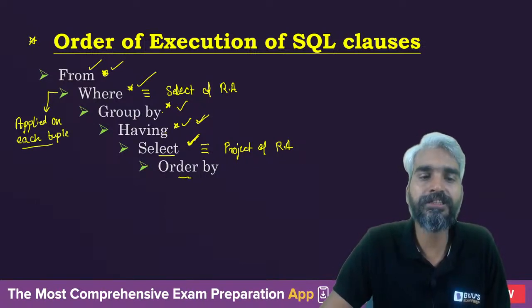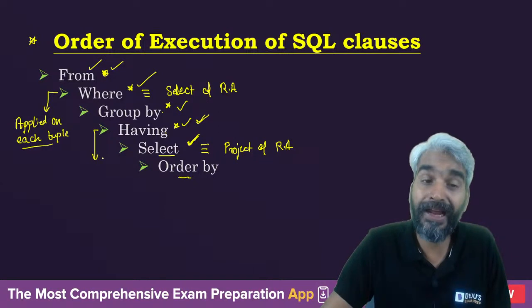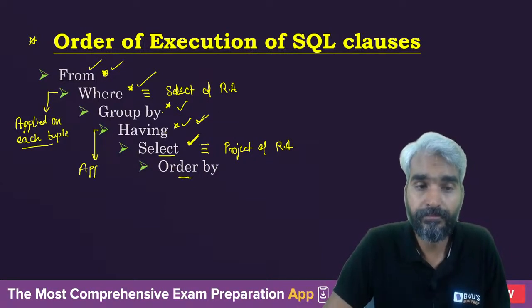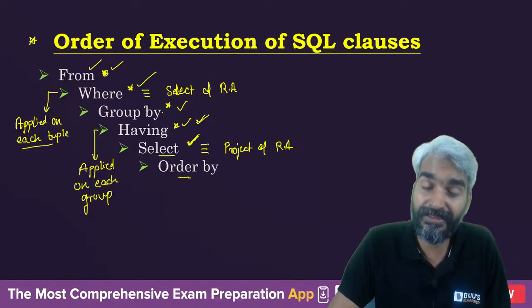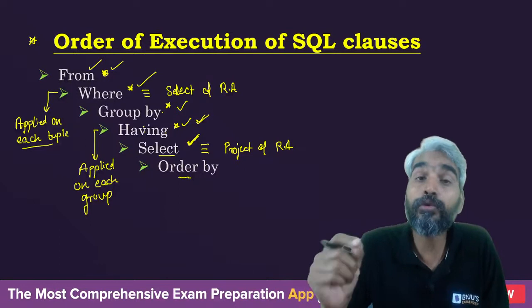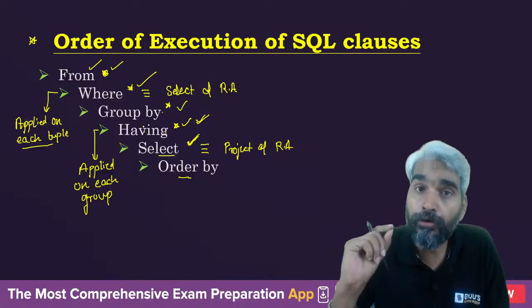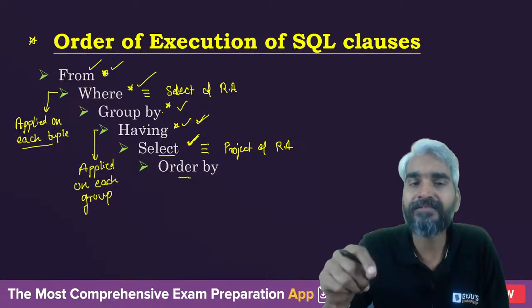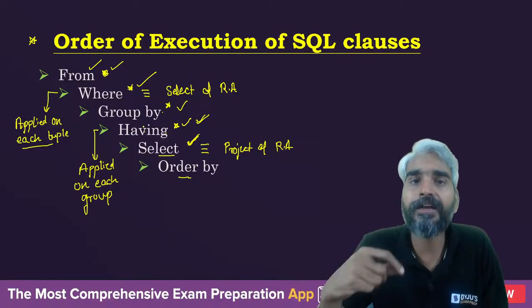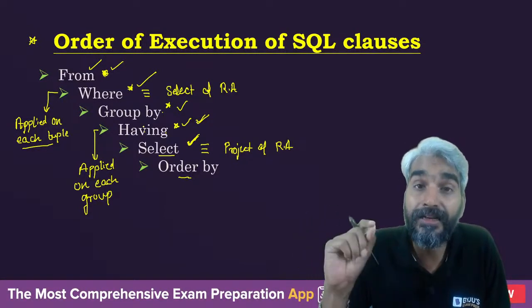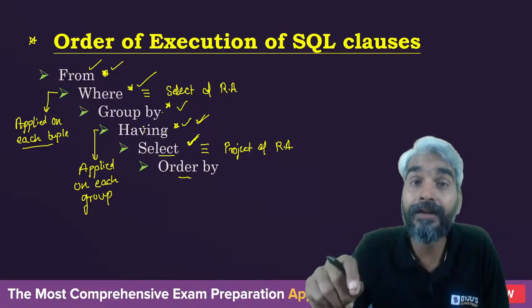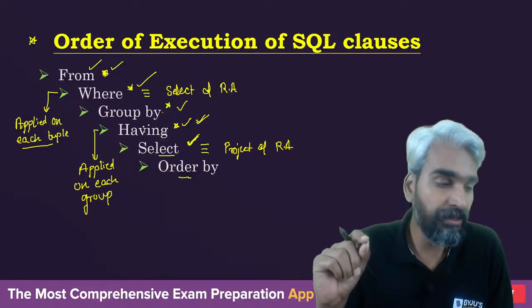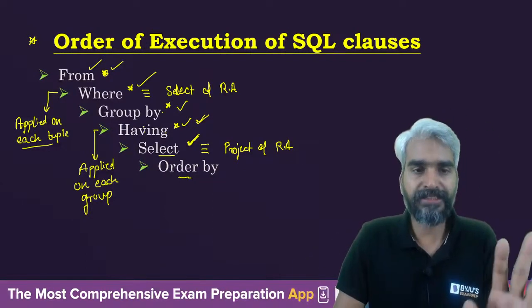The WHERE clause is applied on each tuple of the relation, whereas this HAVING clause is applied on each group. So when you say it is applied on each group, is it necessary that the GROUP BY clause must be present if you are using the HAVING clause? No. You can have a HAVING clause without a GROUP BY clause, but in that case the HAVING clause will degenerate into a WHERE clause. What does it mean? That the condition of the HAVING clause will be applied on each tuple of the relation. Clear? So that's the idea of this.